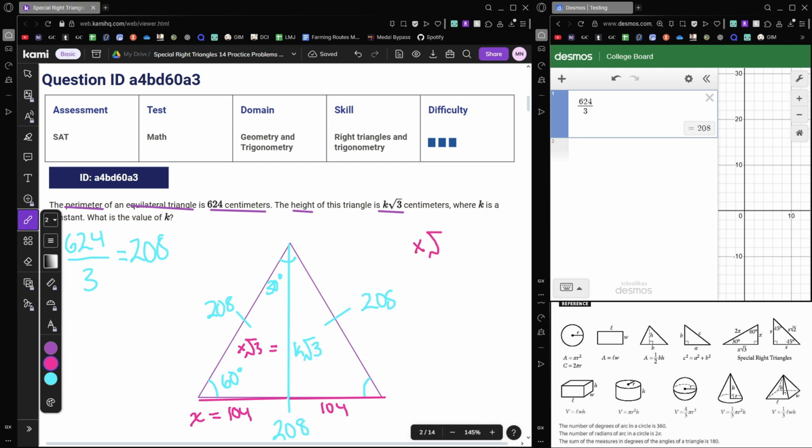And I think you can see where I'm going with this. We know that x is equal to 104. So 104 square root 3 is equal to k square root 3. And yeah, k is equal to 104. I was trying to make it as obvious as possible.